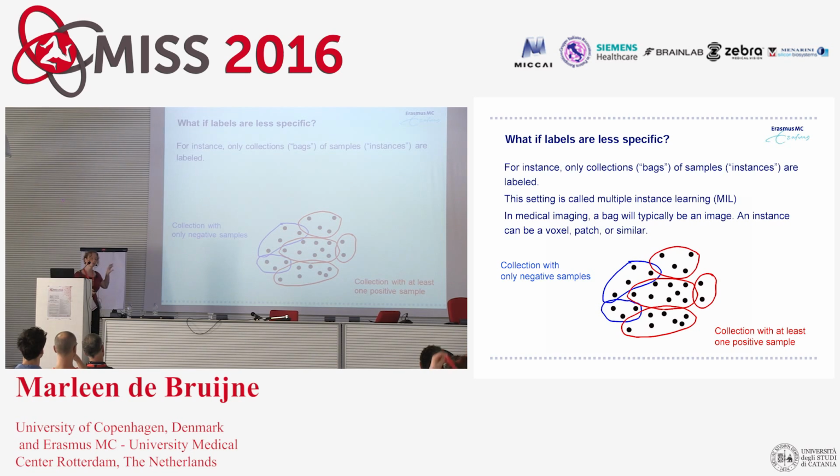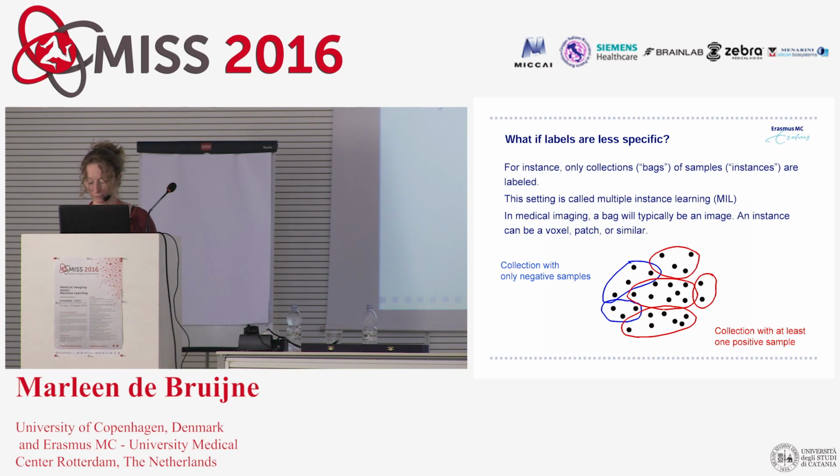Of course, bags are just collections, any collections of samples that belong together. Could be, for instance, voxels from the same image. Bags could overlap in feature space, but typically every instance will belong to only one bag. So that's why I've drawn them in this way. This setting is called multiple instance learning. And in medical image analysis, a bag will typically be an image, and our instances will be either voxels or regions of interest, patches or supervoxels or similar.